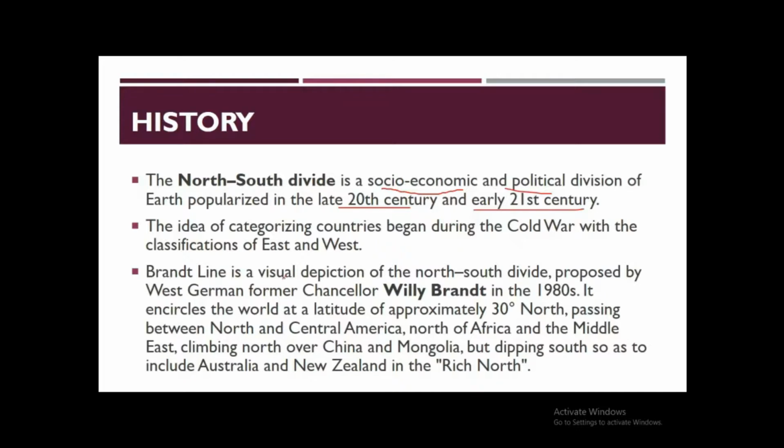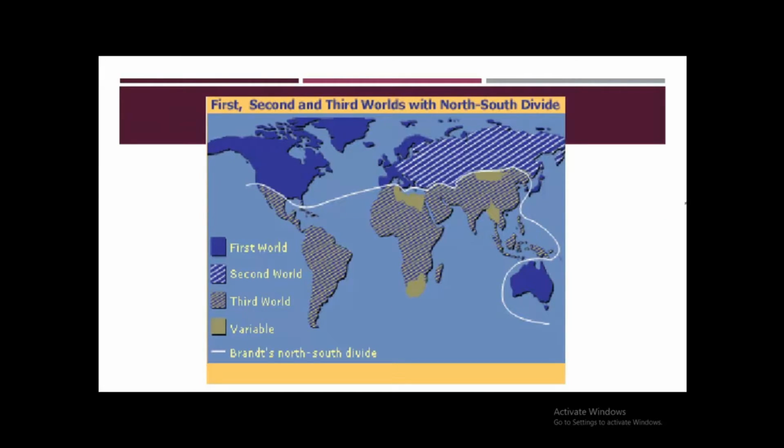The Brandt line is a visual depiction of the North-South division. Willy Brandt was a former West German chancellor in the 1980s. He encircled the world in the North-South division. We will see that Brandt line in the next slide. So that's the Brandt line.